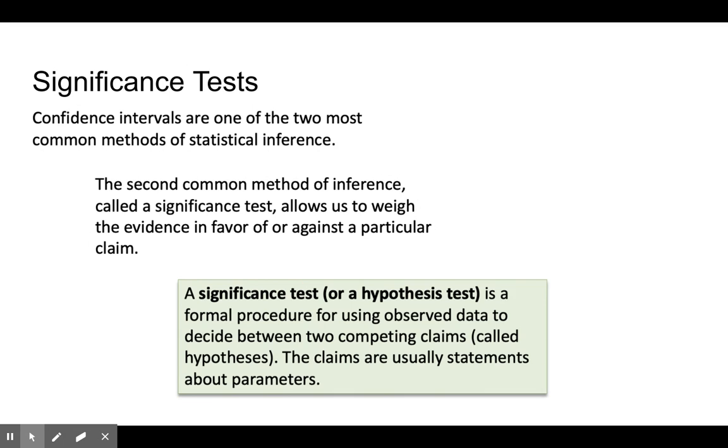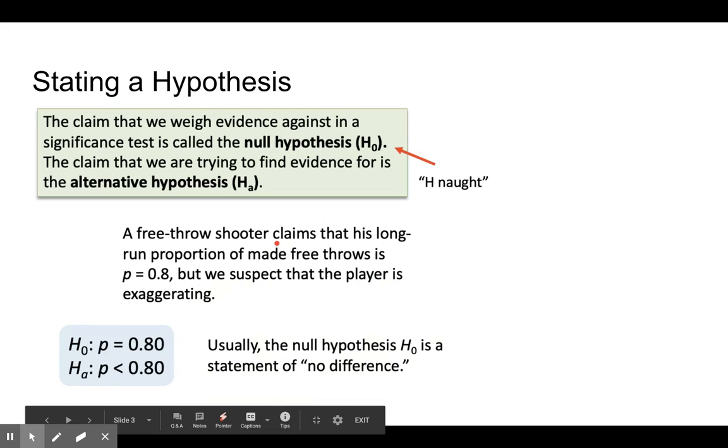Those are interchangeable terms. So, a significance test or hypothesis test is a formal procedure for using observed data to decide between two competing claims called hypotheses. The claims are usually written as statements about parameters. So, when we say parameters, we mean p, the true population proportion, or mu, the true population mean. There could be others, but in an AP class, that's what we need to be concerned about.